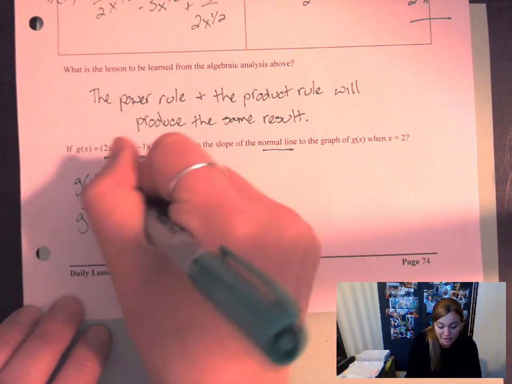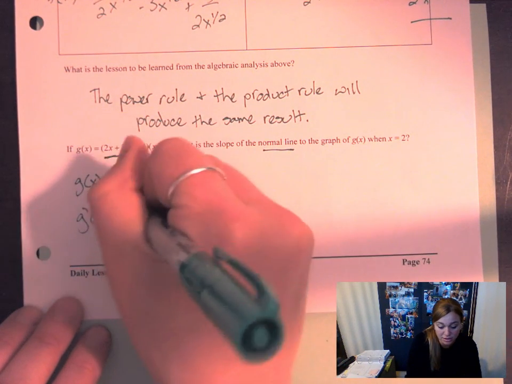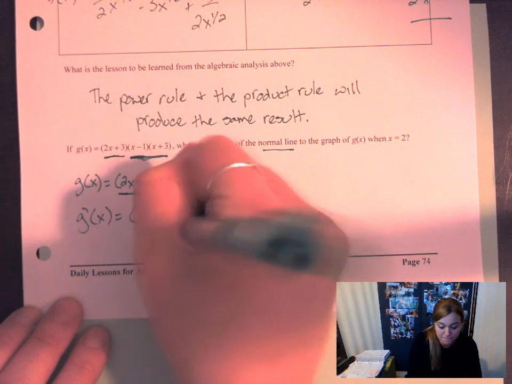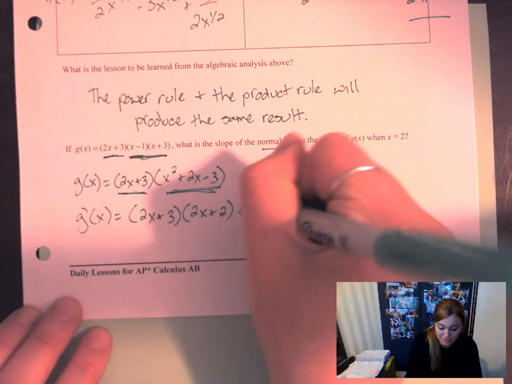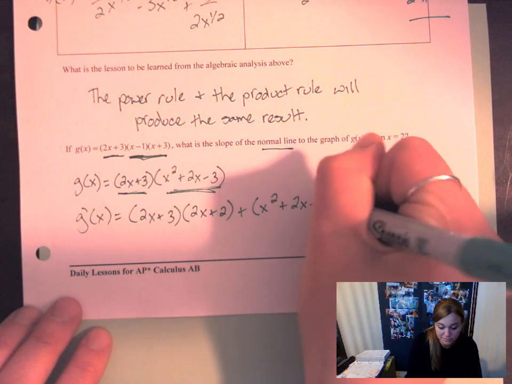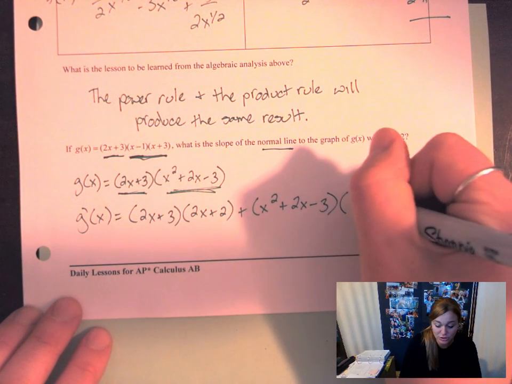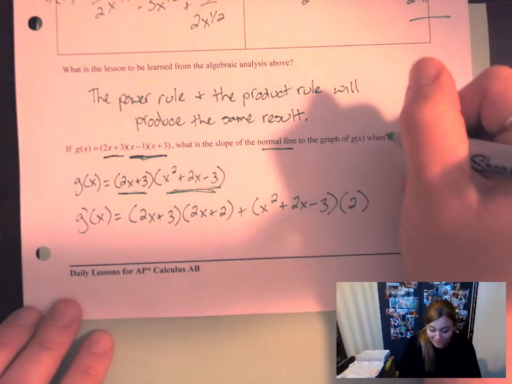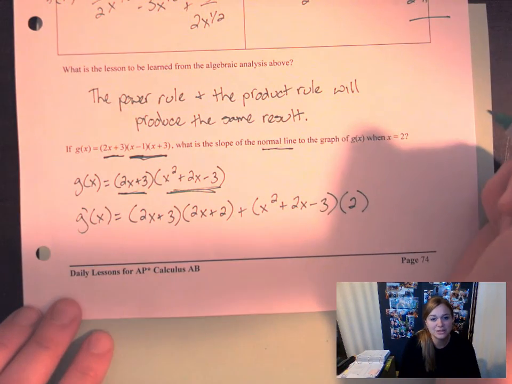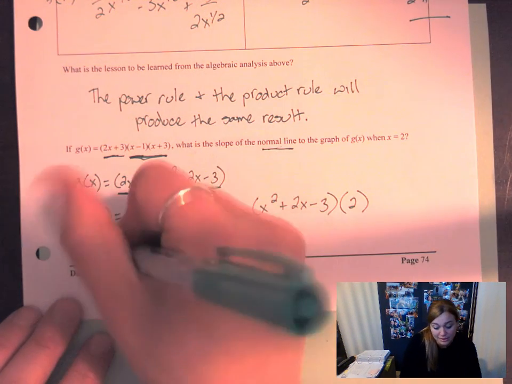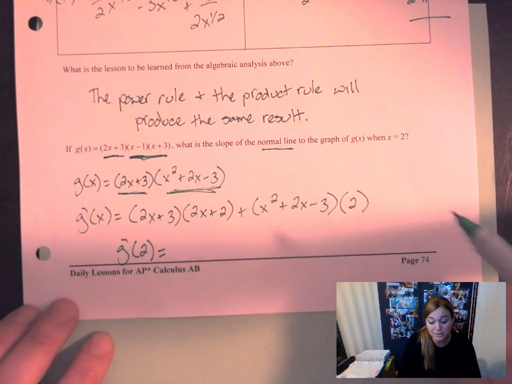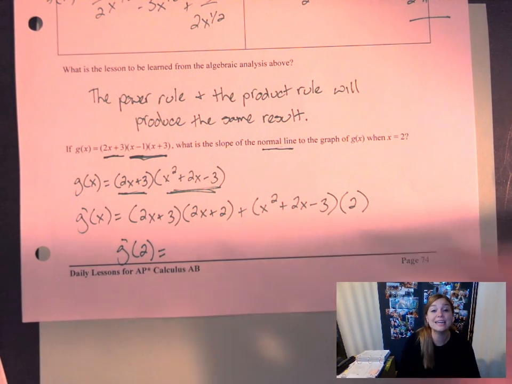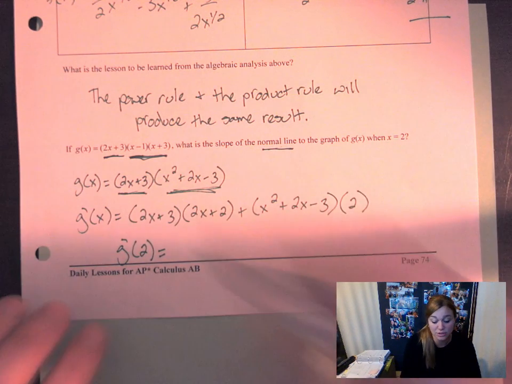So I'm going to say this is my first function, this is my second function. First times the derivative of the second, plus the second times the derivative of the first. The derivative of 2x plus 3 would just be 2. And then it says find the slope of the normal line, which means you just really find the slope of the tangent line and then take the opposite reciprocal. The slope of the tangent line is going to be g prime of 2. And you don't need to simplify. You can automatically substitute in x is equal to 2.